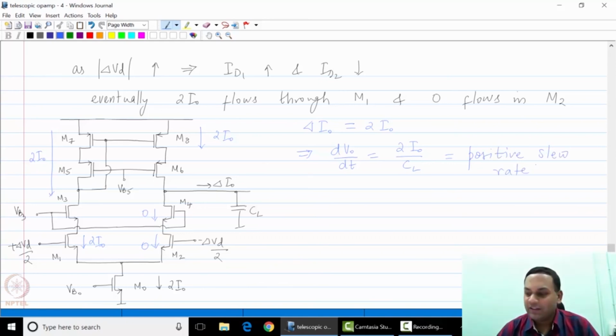Now you can apply a negative step to the op-amp, and in that case M1, M3, M5 and M7 are cut off, and so are M6 and M8, and M2 and M4 carry the full current of 2 I0 and discharge the load capacitance. So it turns out that this is also equal to the negative slew rate. So the positive slew rate is equal to the negative slew rate for the telescopic op-amp also.